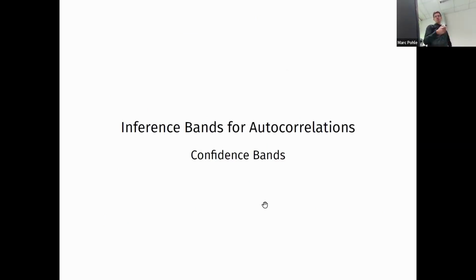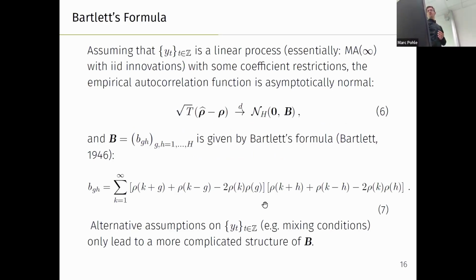Okay, and now we can come to the confidence bands. As I said, if you have an inflation autocorrelogram, you don't care about significance bands, you don't care about temporal independence. How much time do I have? 45 in 20 minutes. Okay, perfect.